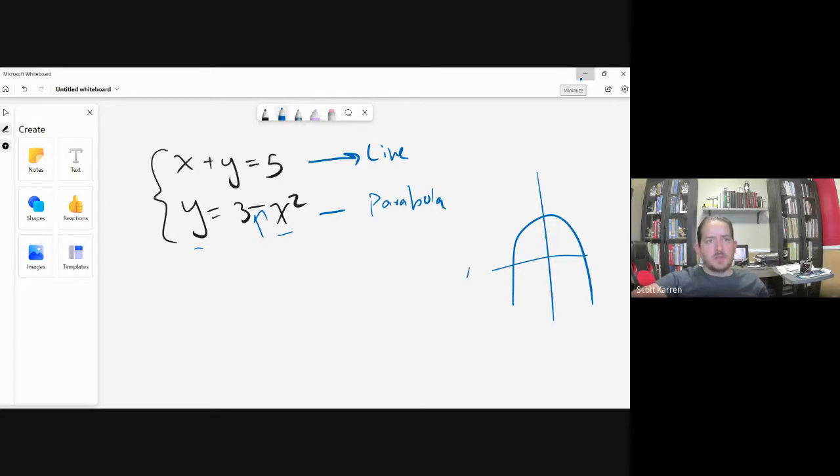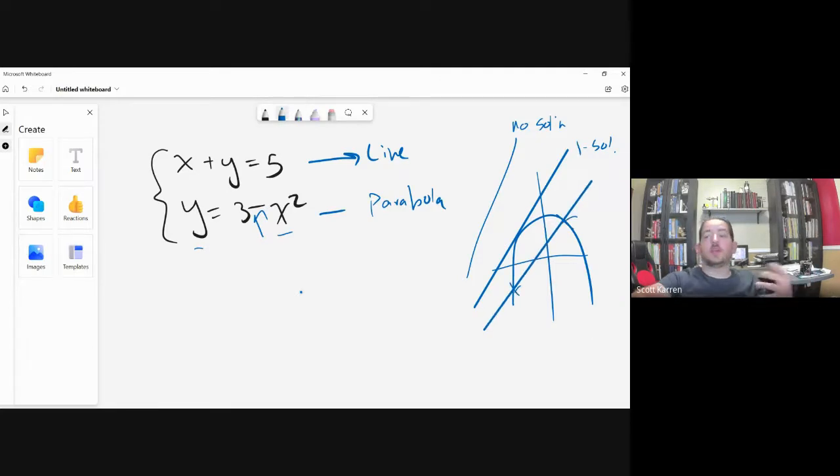My three options are I could miss the parabola with my line completely and have no solutions. Or I could come and touch it at one point, and I have one solution. Or I could go through the parabola and hit it twice, right? So I have those three options. All three of them are possibilities. So I have no solutions, one solution, or two solutions. It's not possible to get any others because a straight line only has those three options.